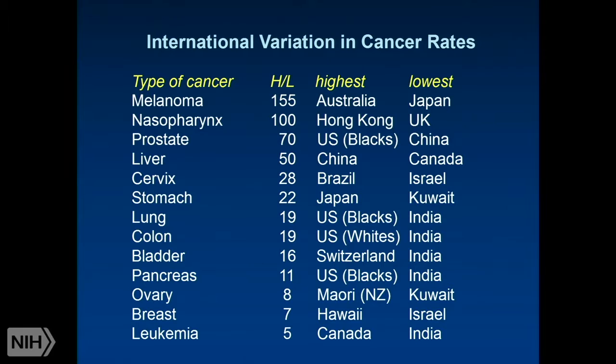Now, you might raise the question, well, how do you know it's not genetic? I mean, Asians have a different gene pool to some degree than Africans or Caucasians. And in fact, we know that from migration studies. When folks migrate from one country to another, with the exception of a few cancers that I'll mention, they tend to rapidly assume the cancer rates of the new country.